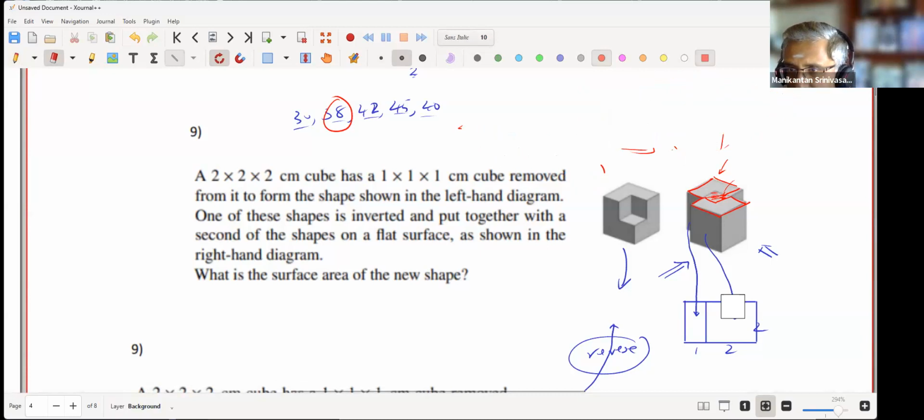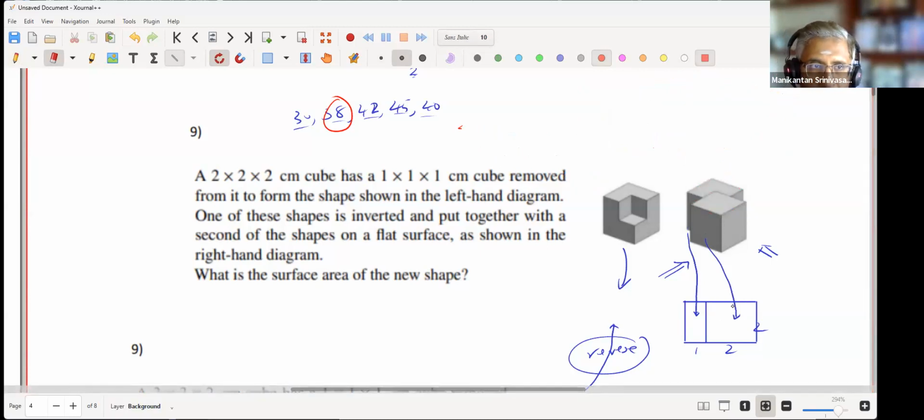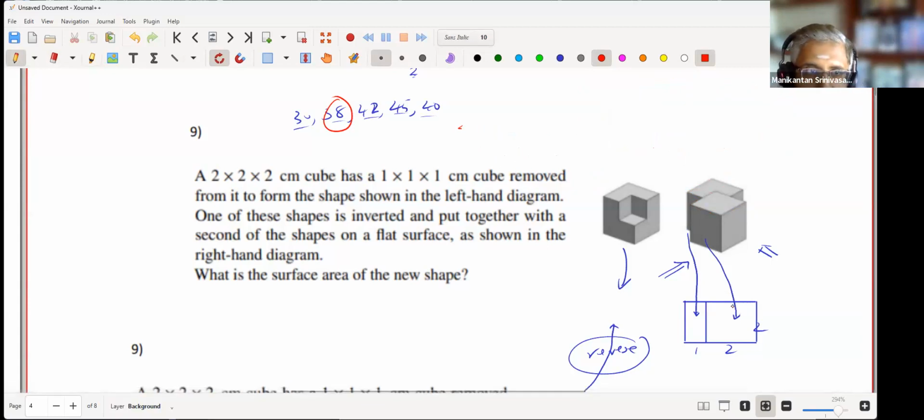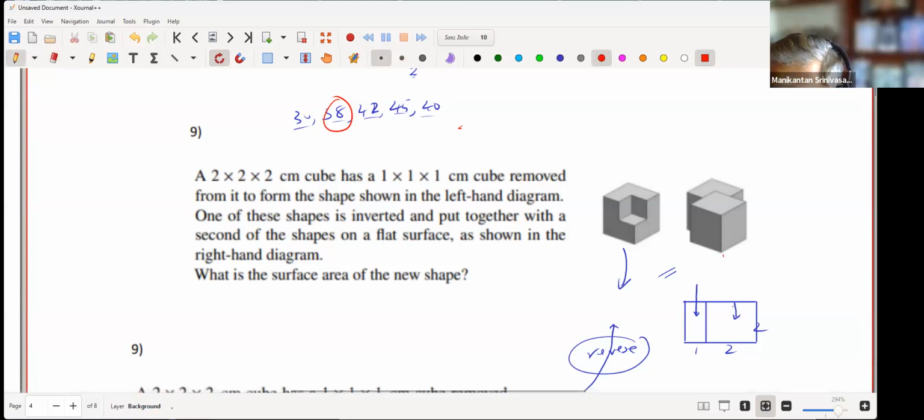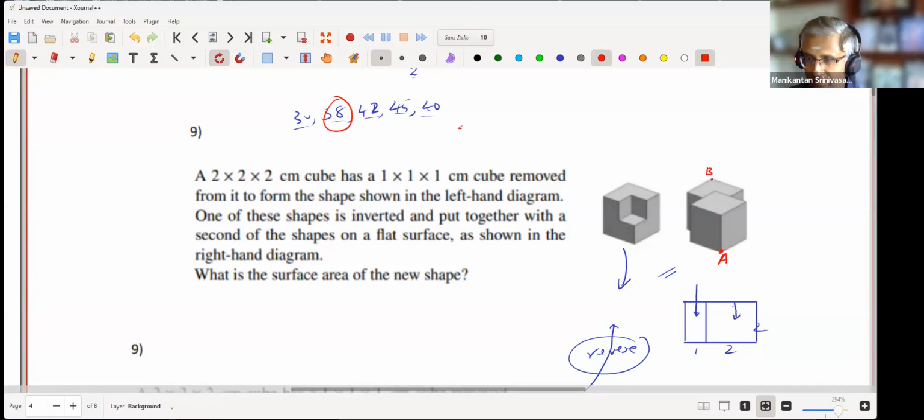If I label this point as A here, this bottom corner is A, and this top corner is B. Can you find the length of AB as you pierce through the object and go inside that solid? What is the distance AB? Find the length of AB.